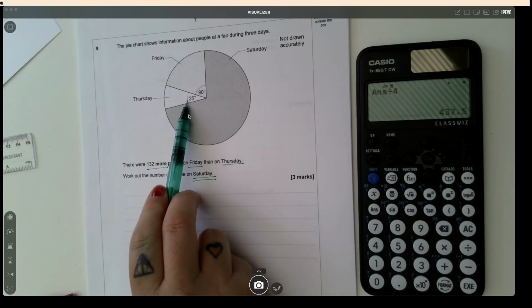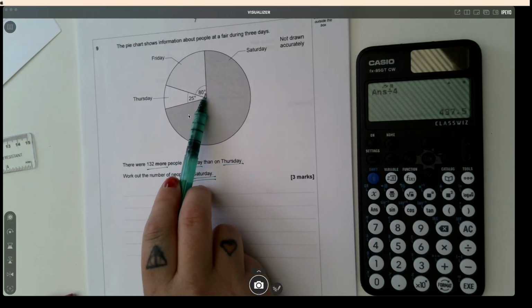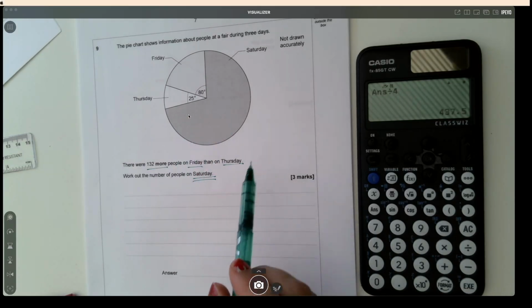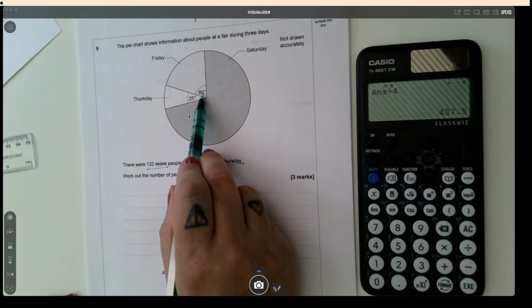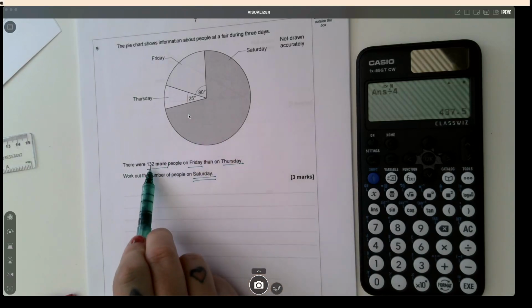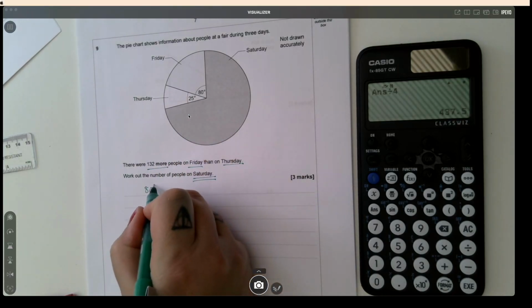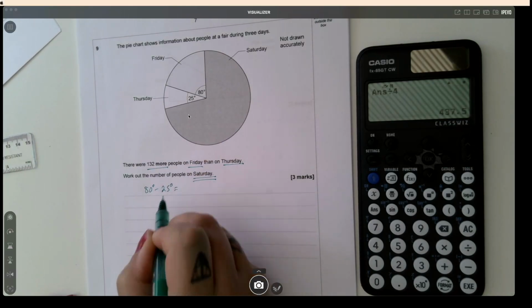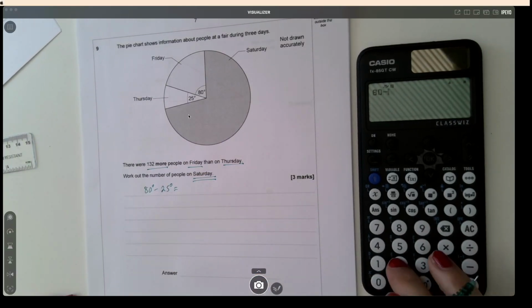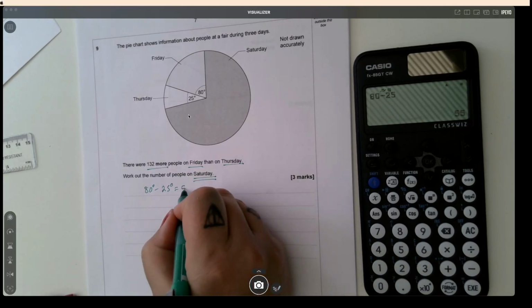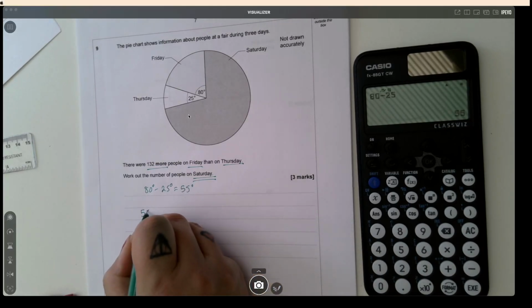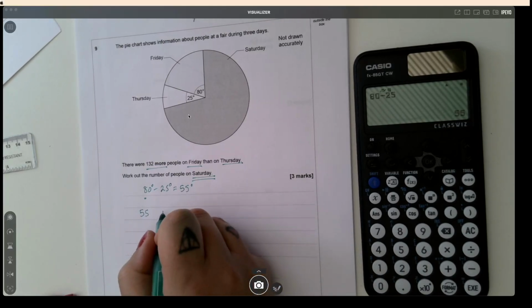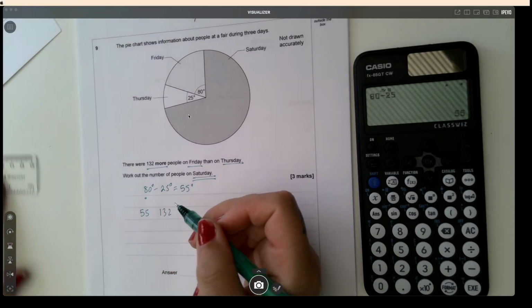So Thursday has got a 25-degree sector and Friday has got an 80-degree sector. So the difference between those two angles equates to 132 more people. So 80 degrees subtract 25 degrees is 55 degrees. So this 55 degrees is equal to 132 people.